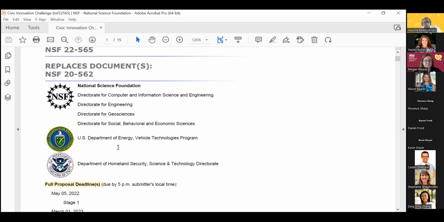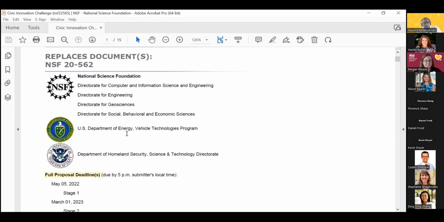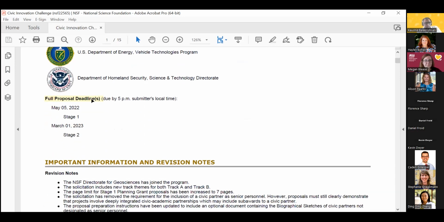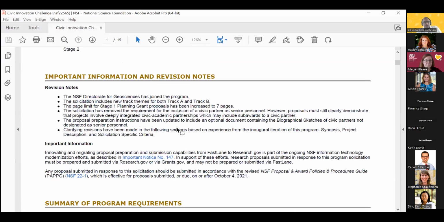And then when you scroll down, you see, oh, Department of Energy is involved and Homeland Security is also involved. Then you see 2 stages, so you see the deadline for each stage. However, when there are multiple stages, it also typically means that there is a filter. You will get an award for stage 1, and only those successful proposals may submit a proposal.